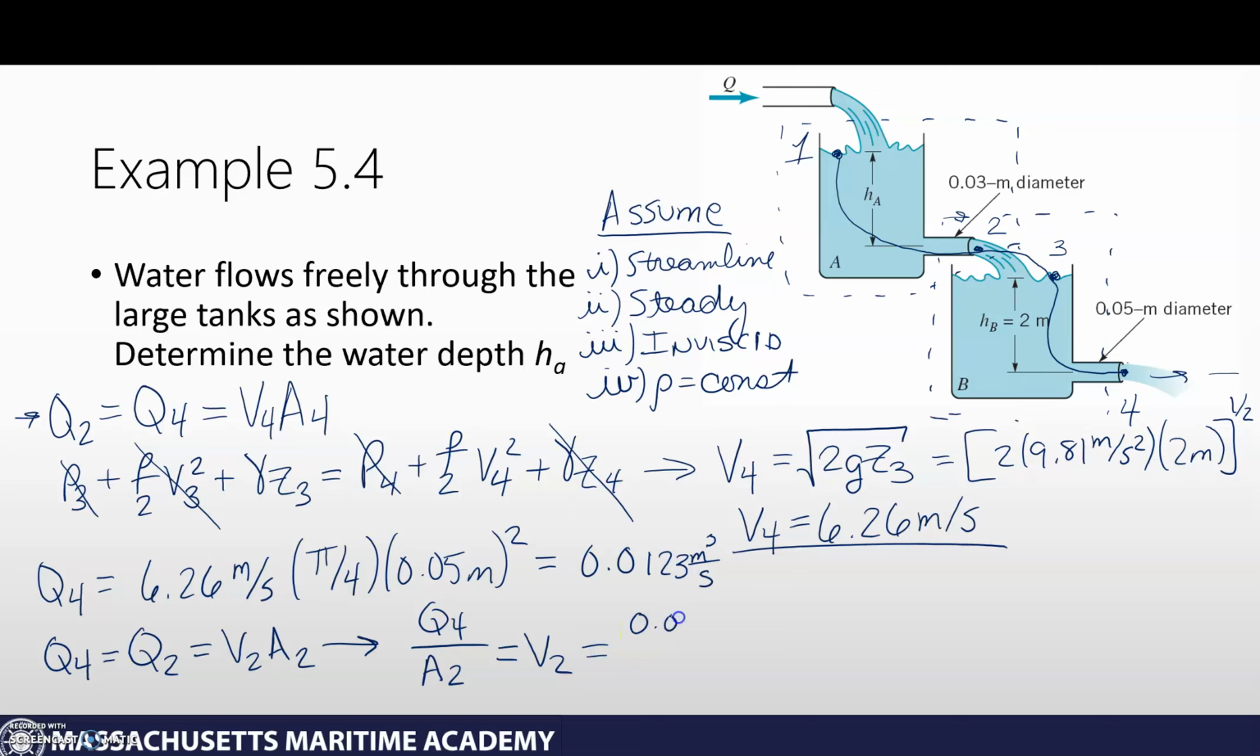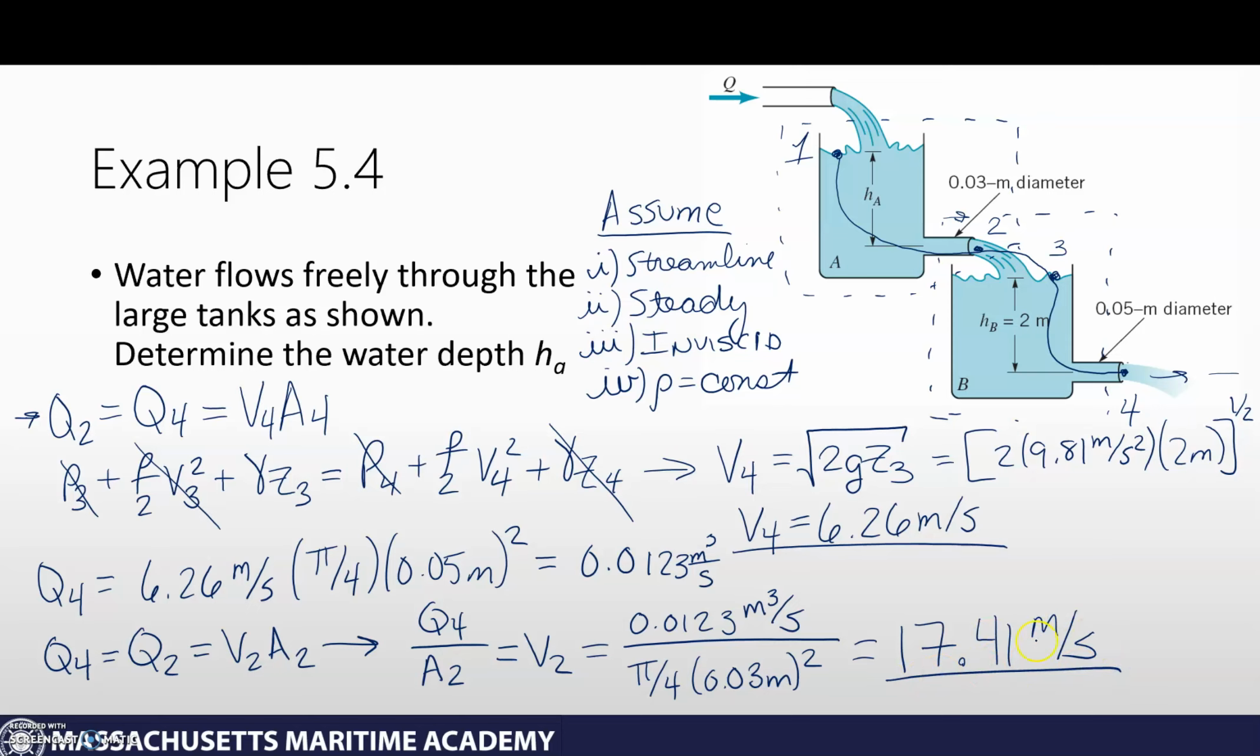So let's calculate that out, 0.0123 cubic meters per second. I'm going to divide that by the area at 2. So I look at my geometry, pi over 4, 0.03 meters squared. And then when I plug that into my calculator, I will calculate out V2, which gives me a velocity of 17.41 meters per second. Now as I look at that, that's a much faster velocity than V4, but I have a much smaller diameter, which makes sense. It has to be going faster to get that fluid to come out.